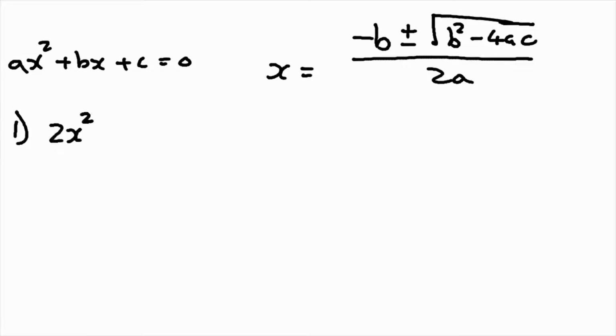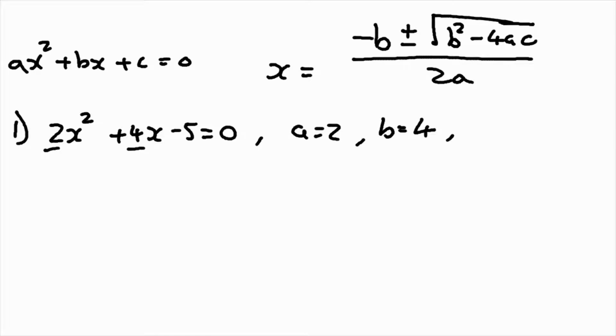2x squared plus 4x minus 5 equals 0. In this example, a equals 2, b equals 4, and c equals minus 5. We've got to be careful to include that negative out in front. So let's use our quadratic formula. And for this, we're going to substitute these three values.